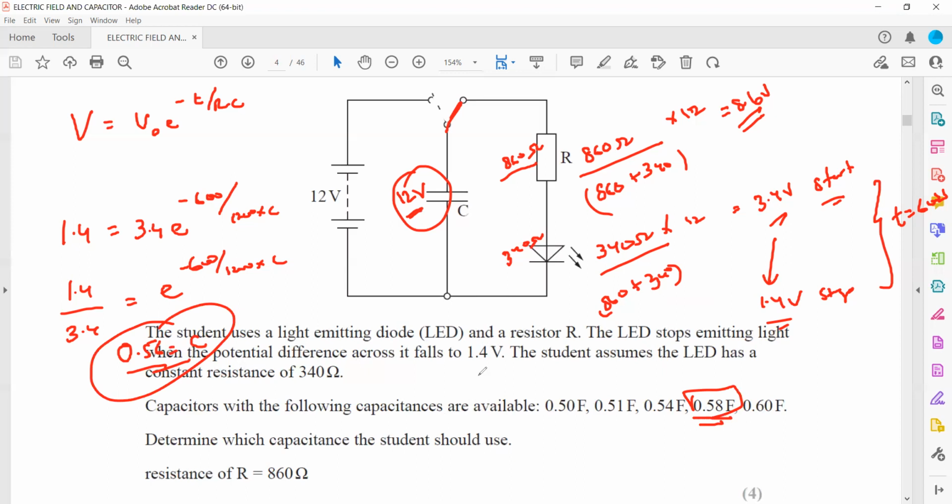Is it clear? This is how we worked out the value of the capacitance needed so that this LED will work for approximately 10 minutes or more than 10 minutes, but not less than 10 minutes.